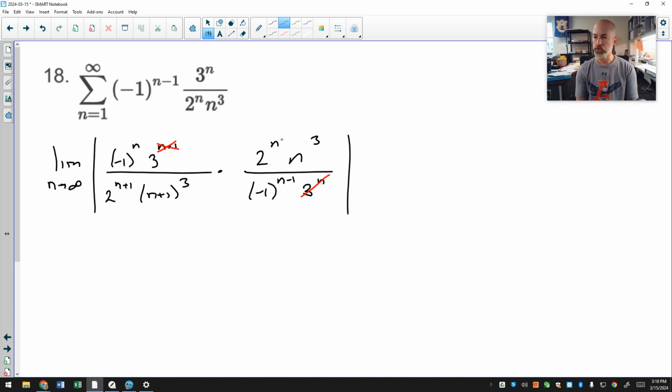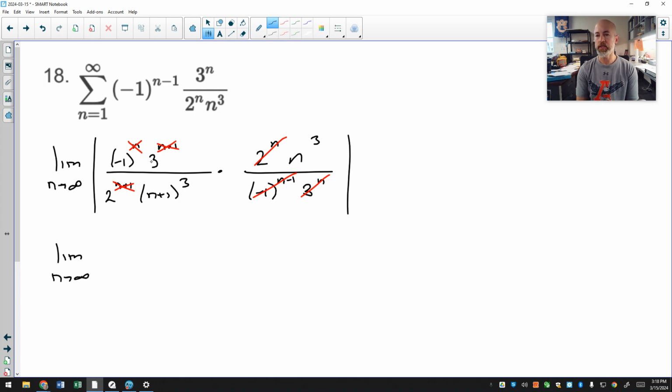Same thing's going to happen with the 2 to the n and the 2 to the n plus 1, which is going to leave a single 2 in the denominator. I can't do anything with the n plus 1 cubed and the n cubed. Negative 1 to the n minus 1, negative 1 to the n: I have one more negative 1 on top, so this is going to cancel with all of those. Technically, that's not going to matter a whole lot because the absolute value of negative 1 is positive 1, so that negative 1 basically disappears.